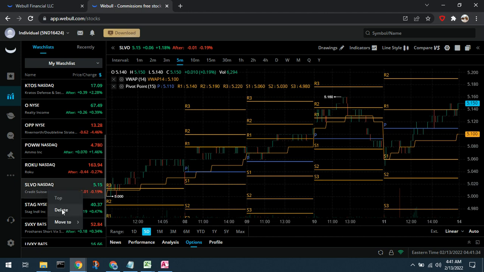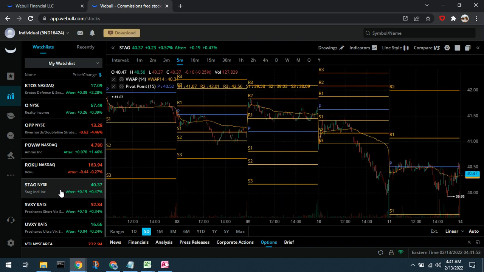Again, you can see how quick and easy it is to maintain a watch list on the stock screen. And we have a video in more detail about how to do that. I'll put it in the description box below. So I'm going to remove SLVO from the watch list for this week for a while, and we'll see when we get another opportunity like that.